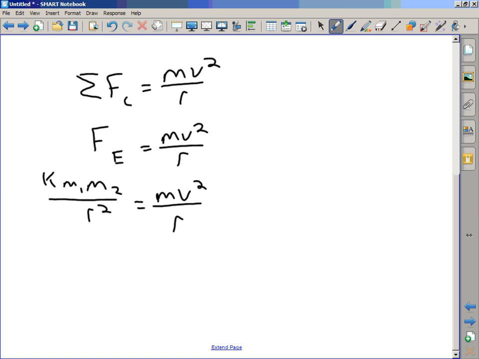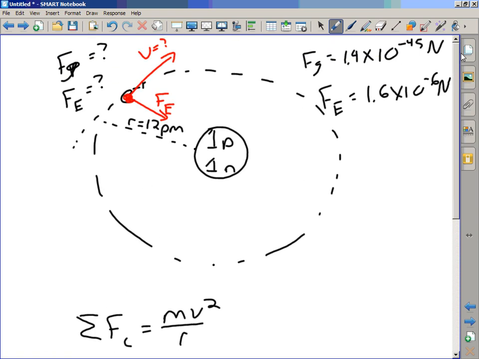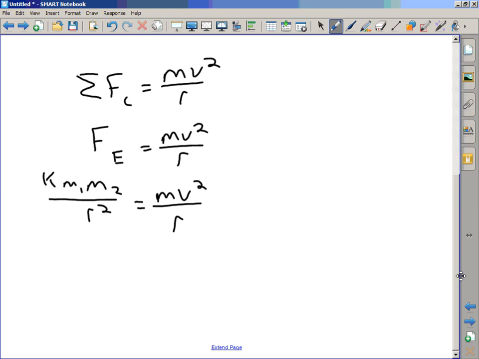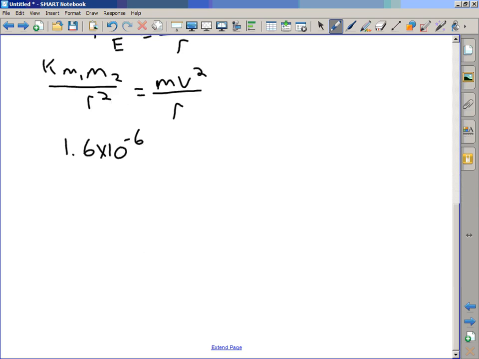We know what all this left side comes out to be then, right? It comes out to be, let's see here, 1.6 times 10 to the negative 6. Equals mass of an electron, 9.11 times 10 to the negative 31st.